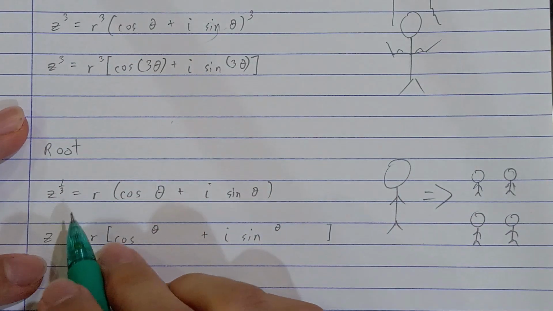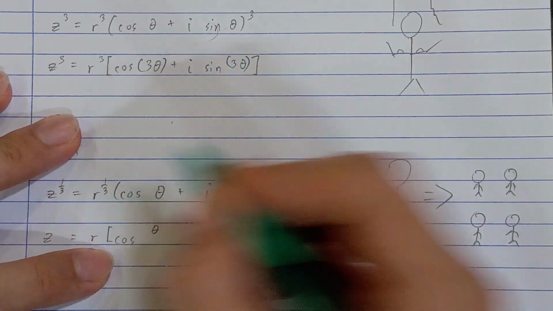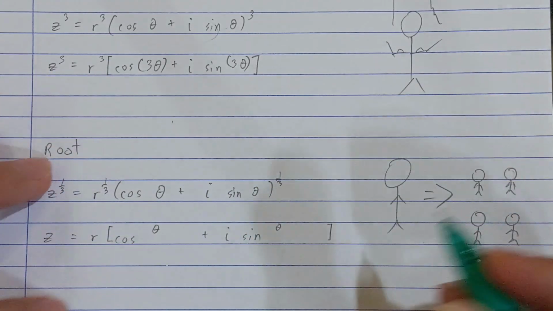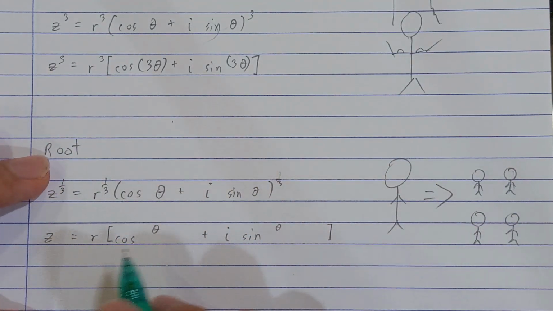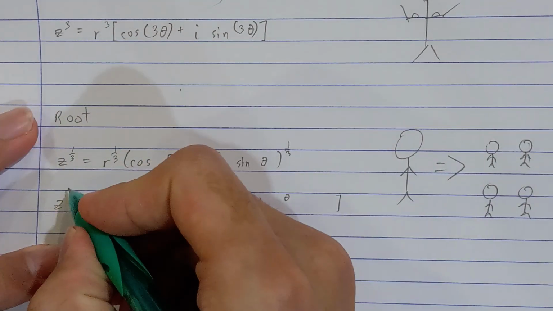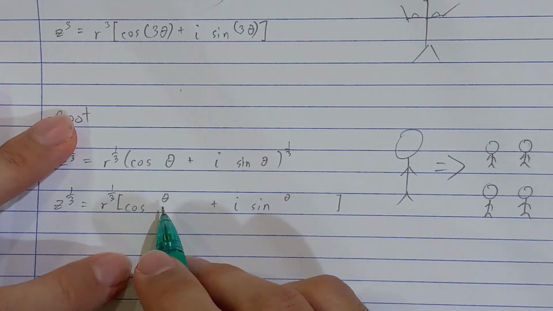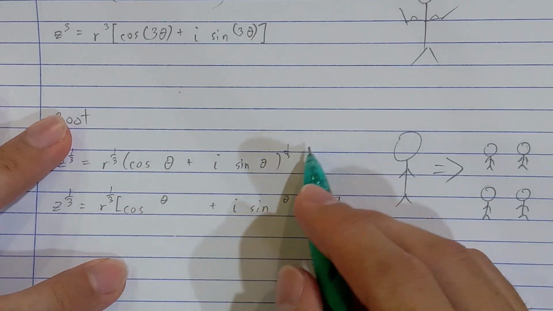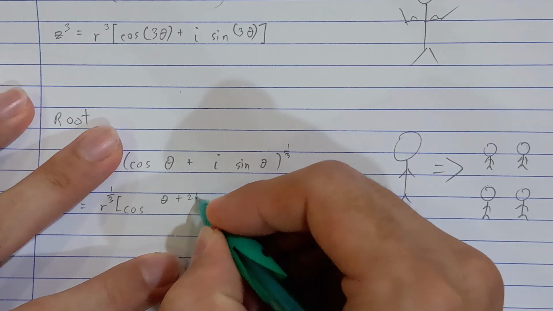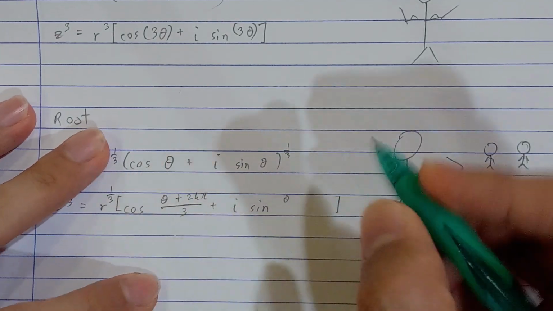I'll write it in the index form like this. So r will be to the power 1 over 3, and this whole bracket will also be to the power 1 over 3. The next step is slightly different to De Moivre's theorem, because instead of just having theta divided by 3, you'll need to add on a special part, which is 2k pi. Then only you divide it by 3.